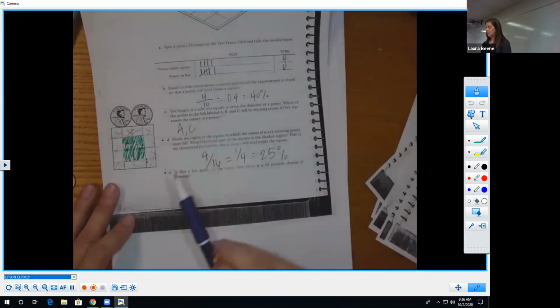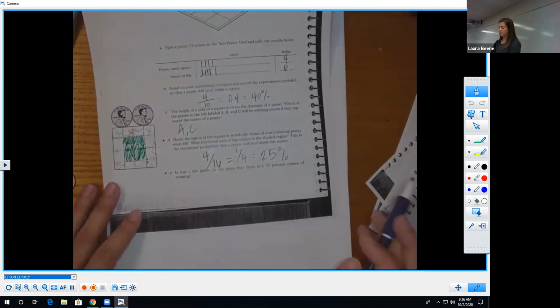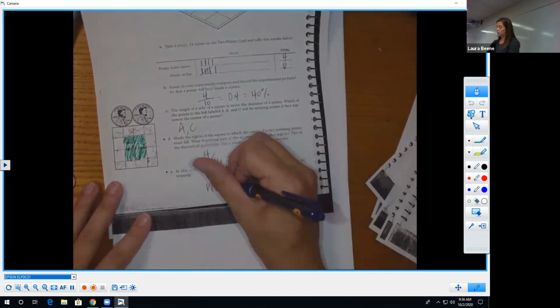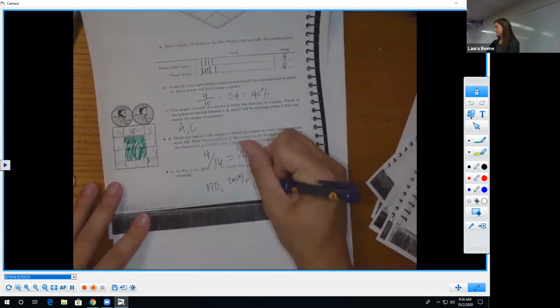Okay, so is this a fair game? Is there a 50% chance of winning? No, this is not a fair game. There's only a 25% chance of winning.